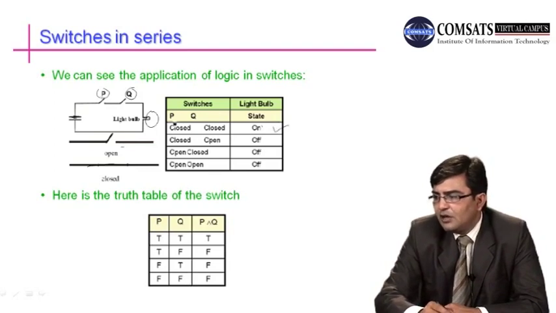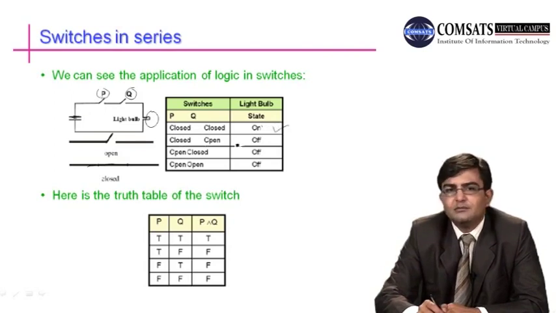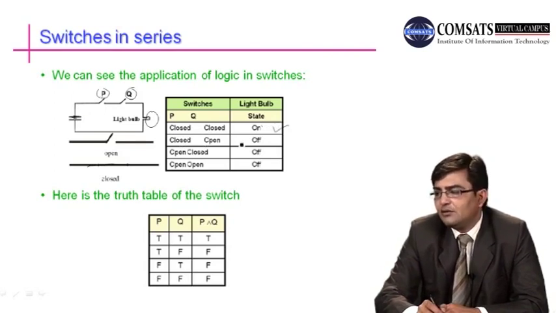So if P and Q are two switches, we have these four possibilities. P is closed, Q is closed: the bulb will be turned on. If P is closed and Q is open, the bulb cannot be turned on; it will remain off. If P is open and Q is closed, it will remain off. If both are open, it will remain off.